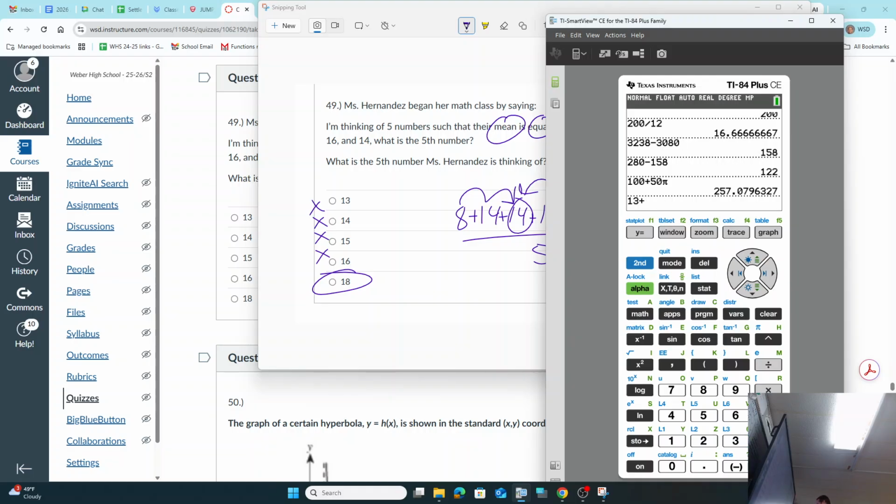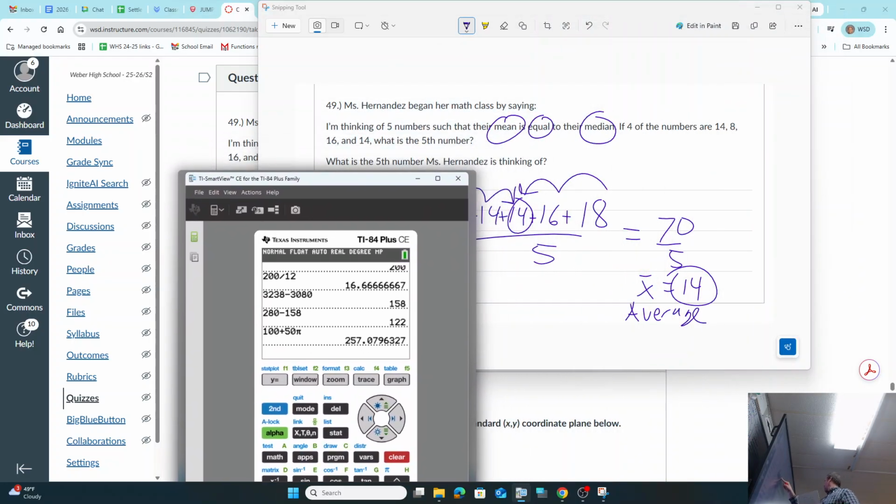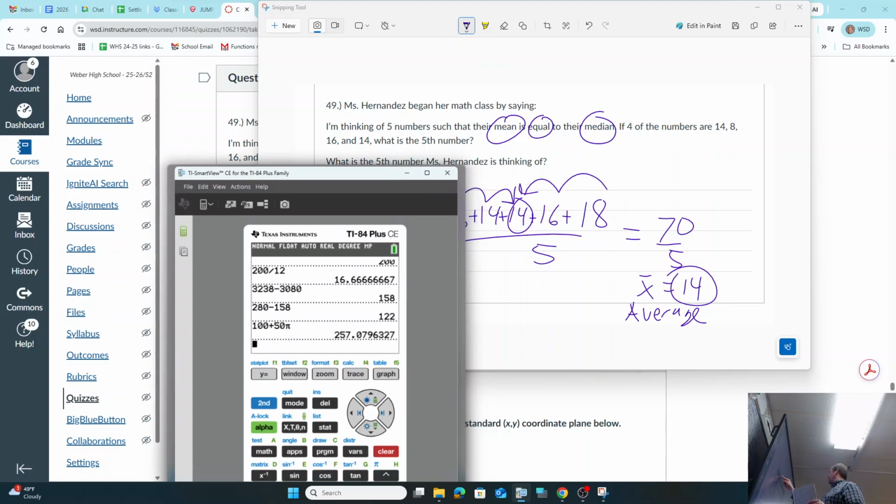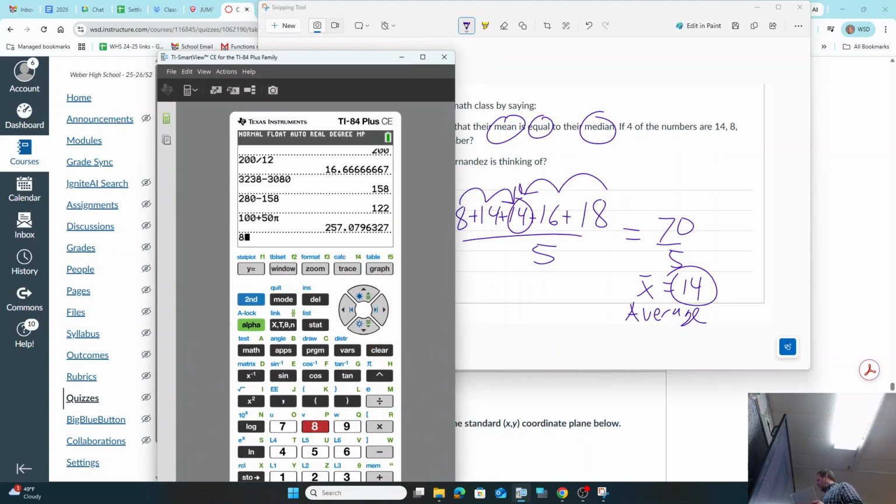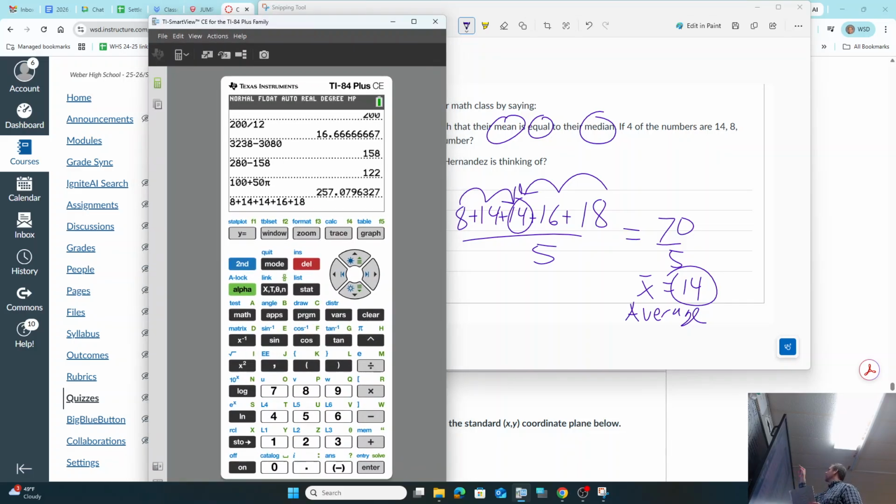So 13 plus 14 plus 15. Oh, there's another. No, what are you doing? Look at the numbers. So it's 14, so 8, 14, 14, 16. So 8 plus 14 plus 14 plus 16. And finally I did 18 and I got 70. Stop it. I'm trying to push enter. And then, yep, divided by 5 is 14, which is the median.